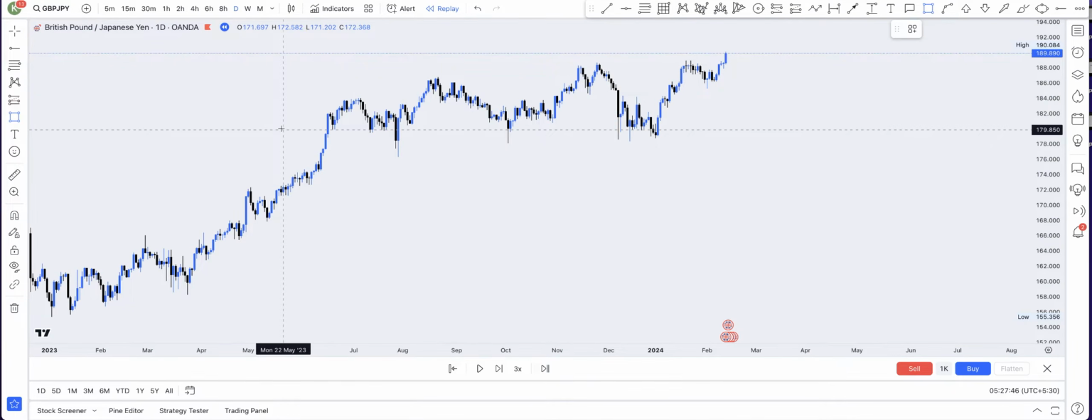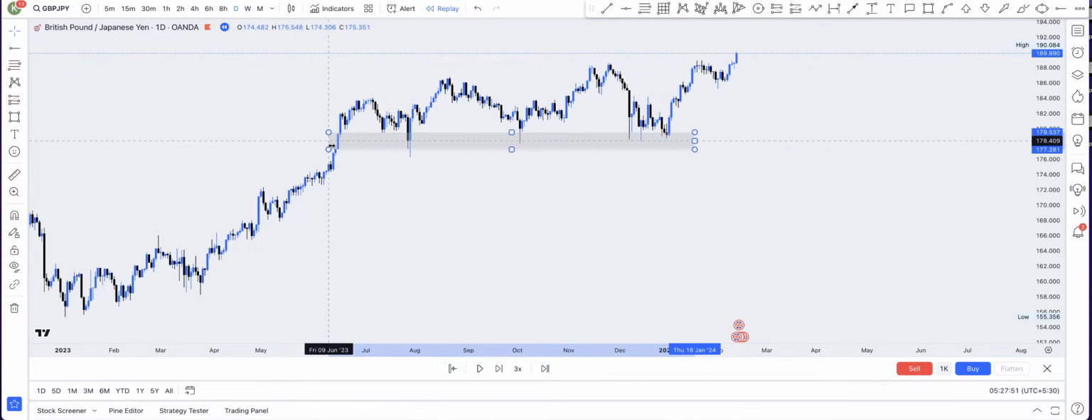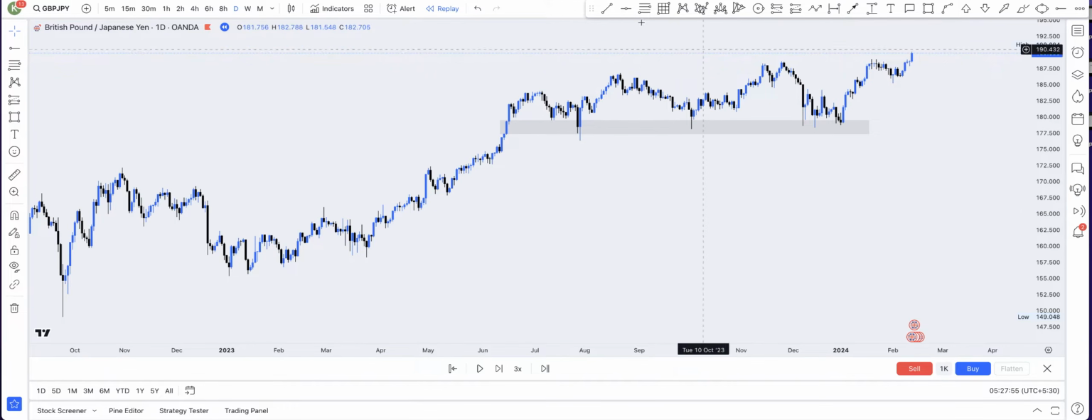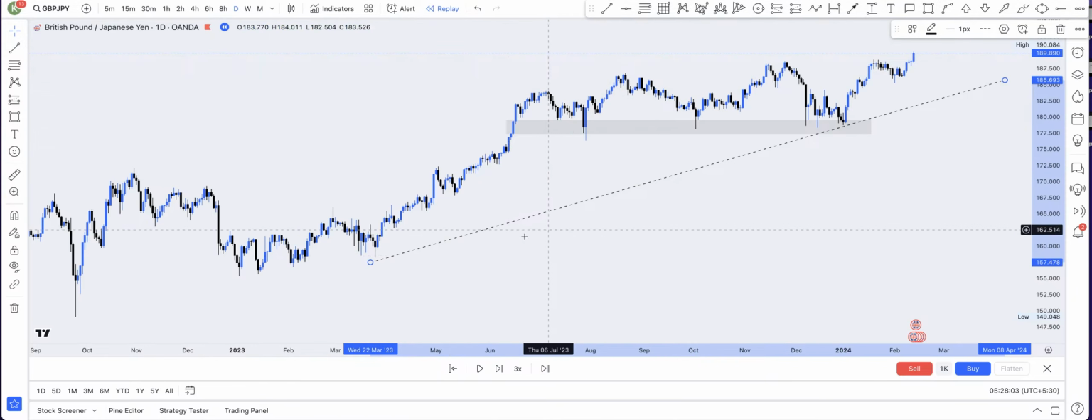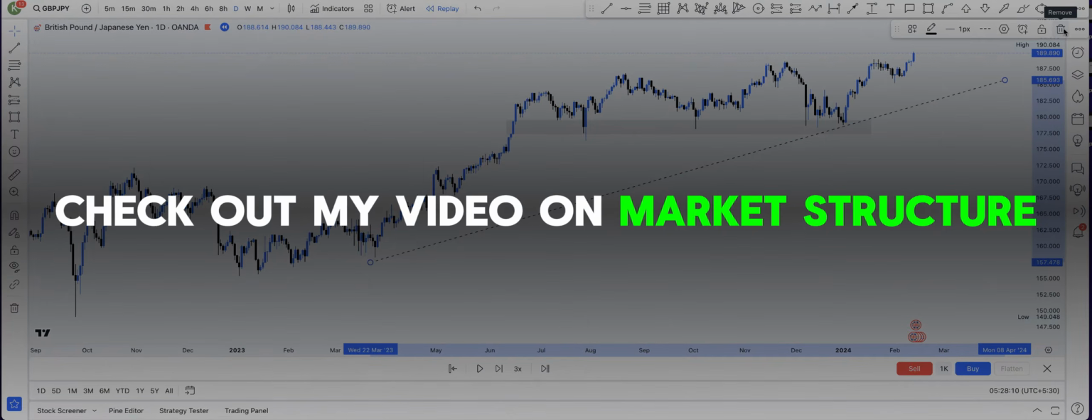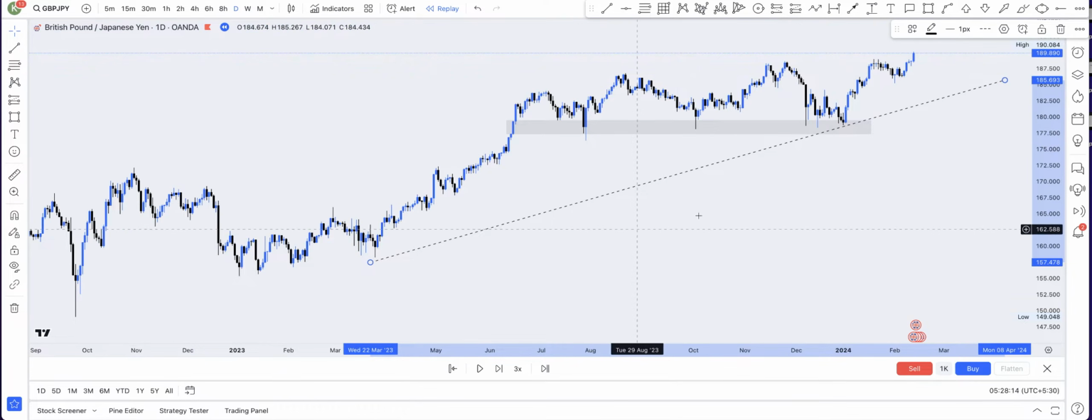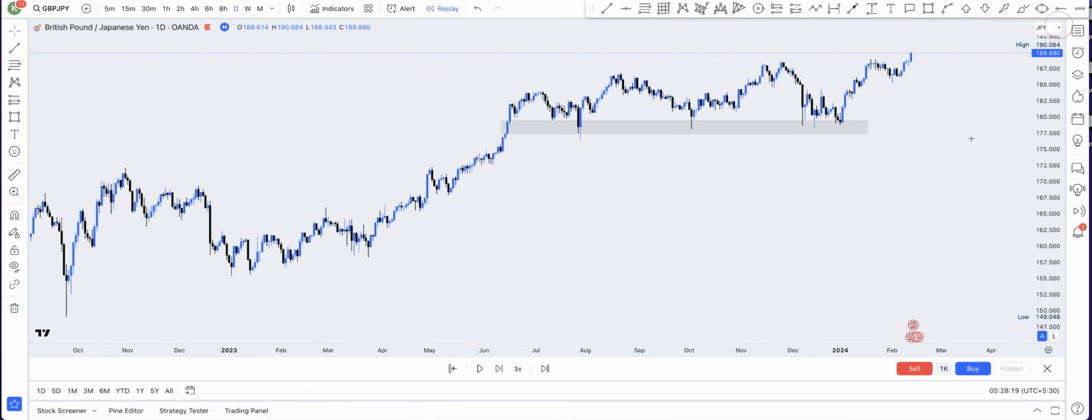So my first key zone is at this point. This is my first key zone, and you can see price has been rejecting this key zone for some time now. And when you look at Pound JPY, first of all, let's look at what the trend is telling us. You can see that we are moving upward. We are having a series of higher highs and higher lows. I have a video on market structure. If you have not watched that yet, I would urge that you go back and watch it. Then you understand why I said higher highs and higher lows. And Pound JPY is in an uptrend.